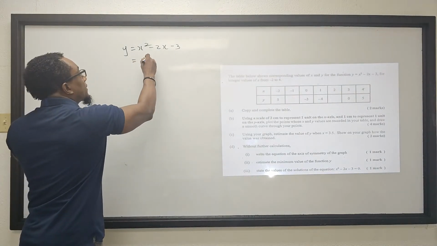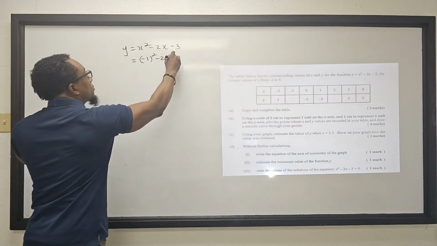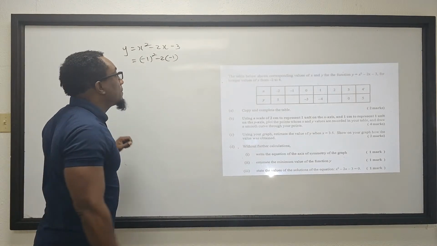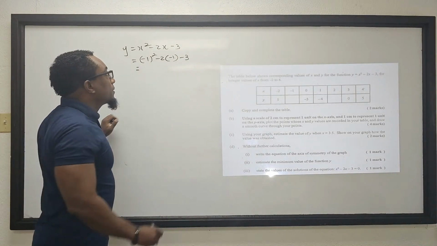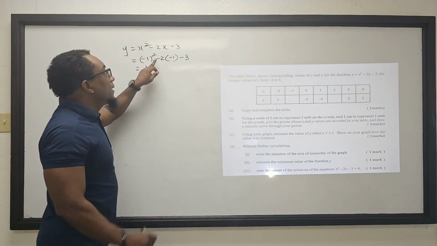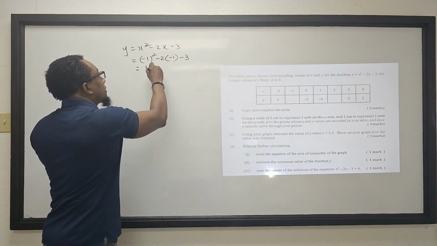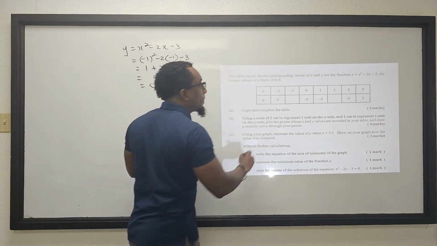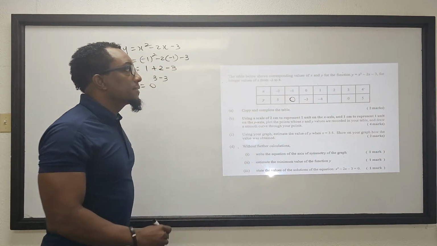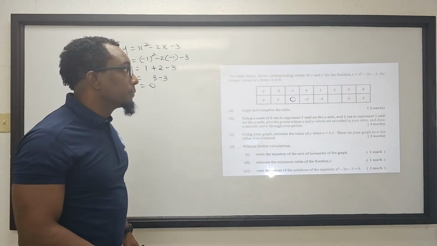So this will be negative 1 in bracket squared minus 2 times negative 1 in bracket subtract 3. Negative 1 squared is positive 1. Negative 2 by negative 1 is positive 2 minus 3. And we get 3 minus 3, which is 0. So when x is negative 1, y is 0.